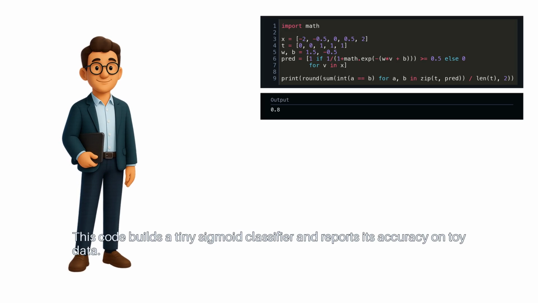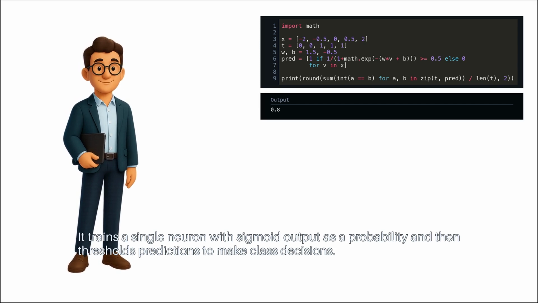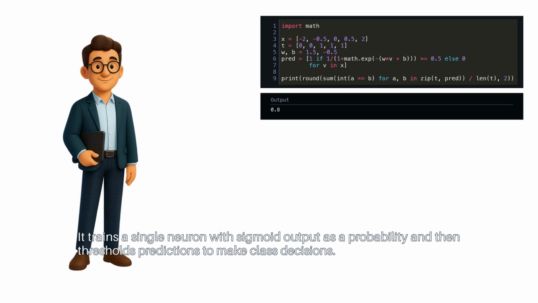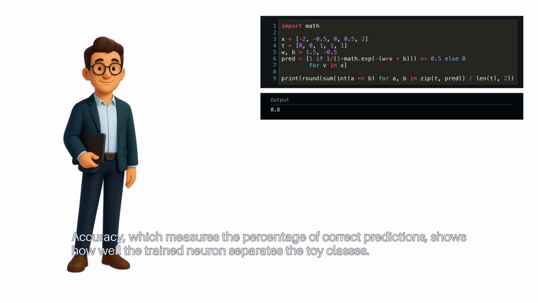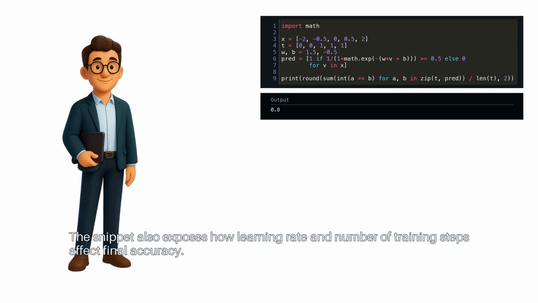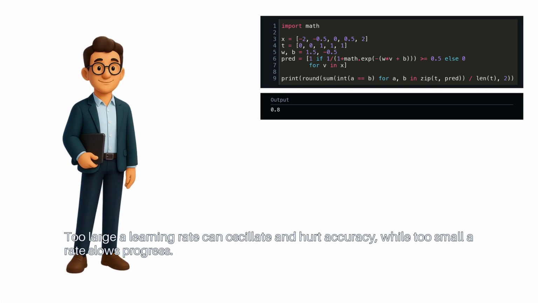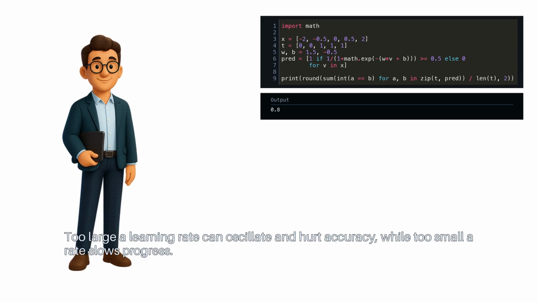This code builds a tiny Sigmoid classifier and reports its accuracy on toy data. It trains a single neuron with Sigmoid output as a probability, and then thresholds predictions to make class decisions. Accuracy, which measures the percentage of correct predictions, shows how well the trained neuron separates the toy classes. The snippet also exposes how learning rate and number of training steps affect final accuracy. Too large a learning rate can oscillate and hurt accuracy, while too small a rate slows progress.